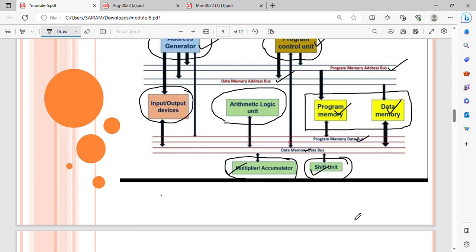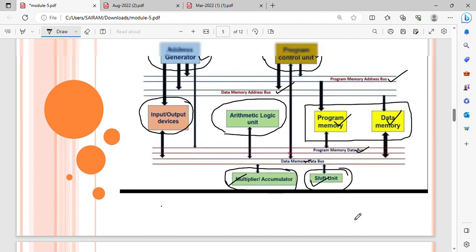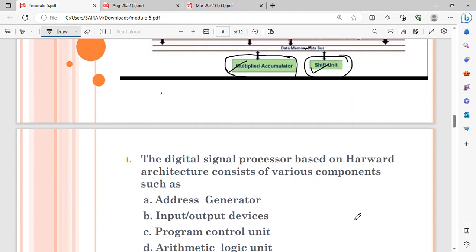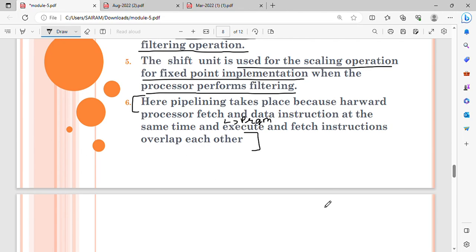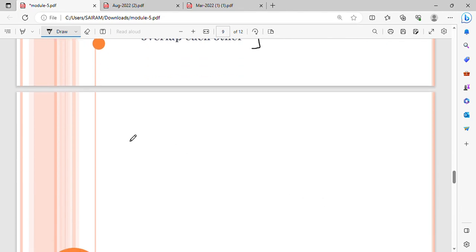And here pipelining takes place. Why does pipelining take place? Because the Harvard processor fetches the program and data instruction at the same time. It fetches the program instruction and data instruction at the same time, and the execute and fetch instructions overlap each other. How it will overlap each other is, just a minute, yeah.